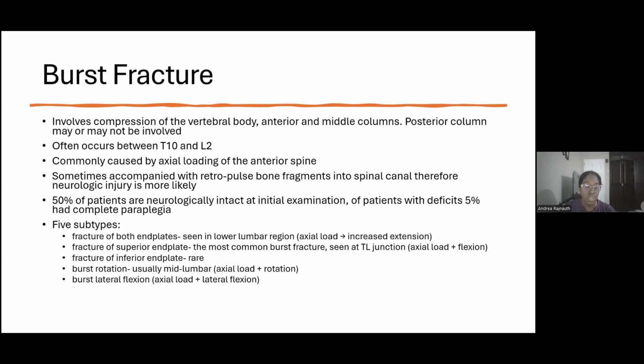50% of patients are neurologically intact at initial examination. Of these patients with deficits, 5% had complete paraplegia. There are also 5 subtypes of the burst fracture: fracture of both end plates, fracture of the superior end plate, fracture of the inferior end plate, and both burst rotation and burst lateral flexion.